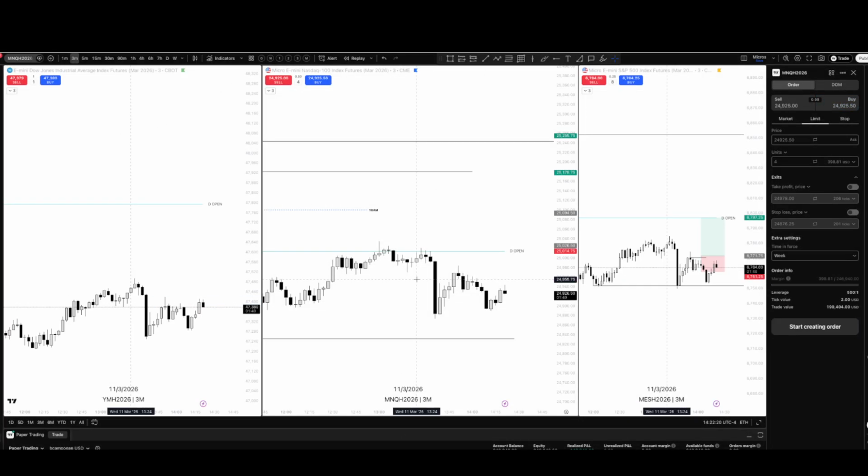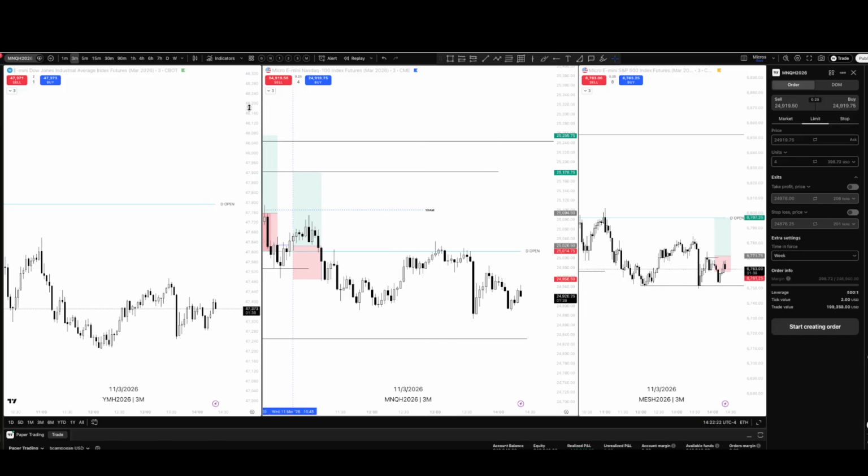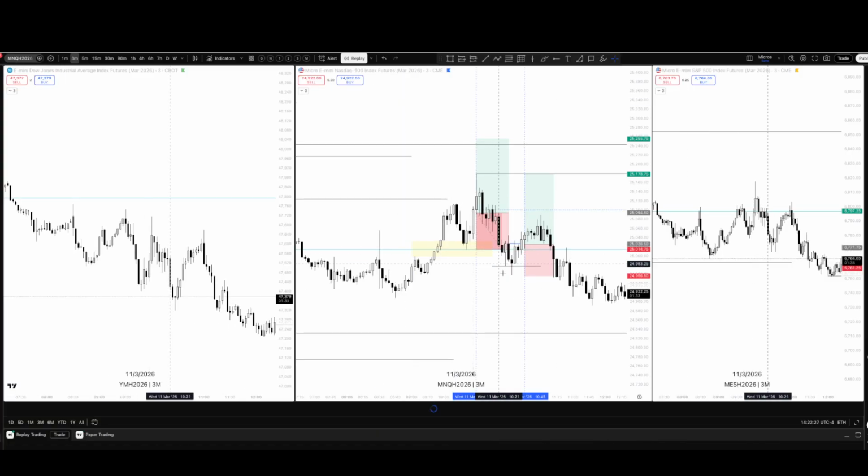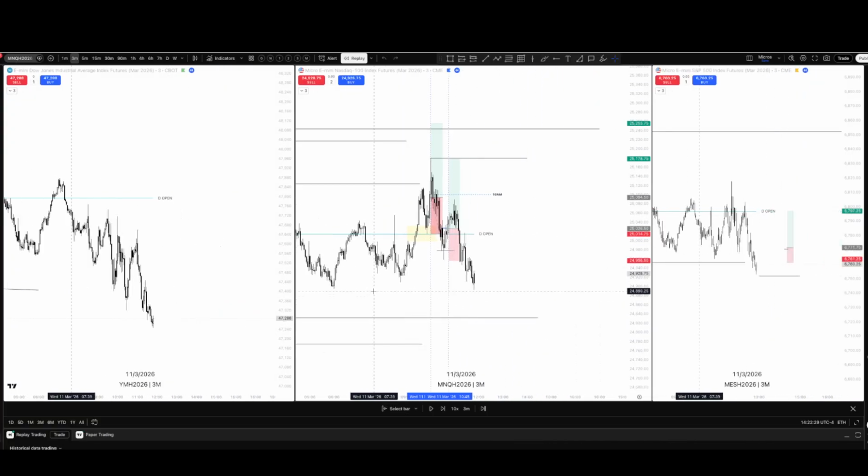Today's day is March 11th. It is a Wednesday. We came out with minus 2R on the day. These are the trades that we did take. Let's rewind this so we don't have to have all that extra stuff.